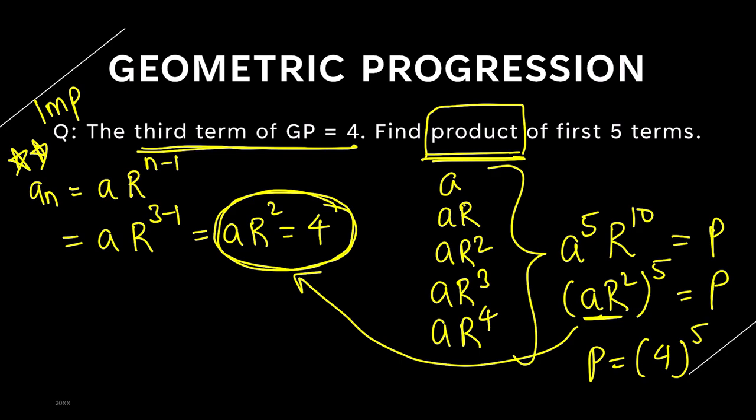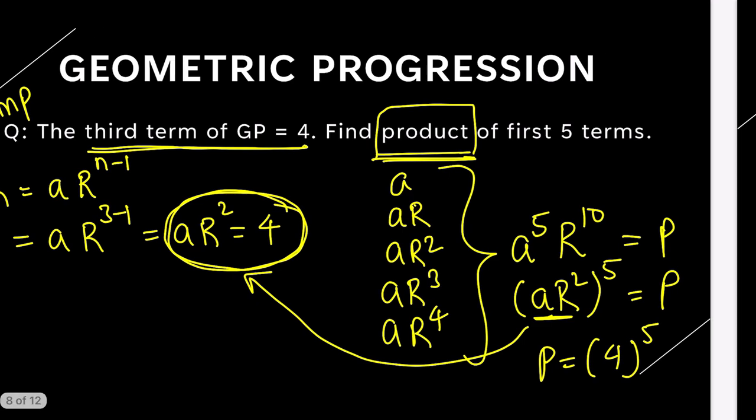Again, nice question. The third term is given. They have asked you the product of the first 5 terms, and you calculated it by writing the first term as a, then ar, ar square and so on.